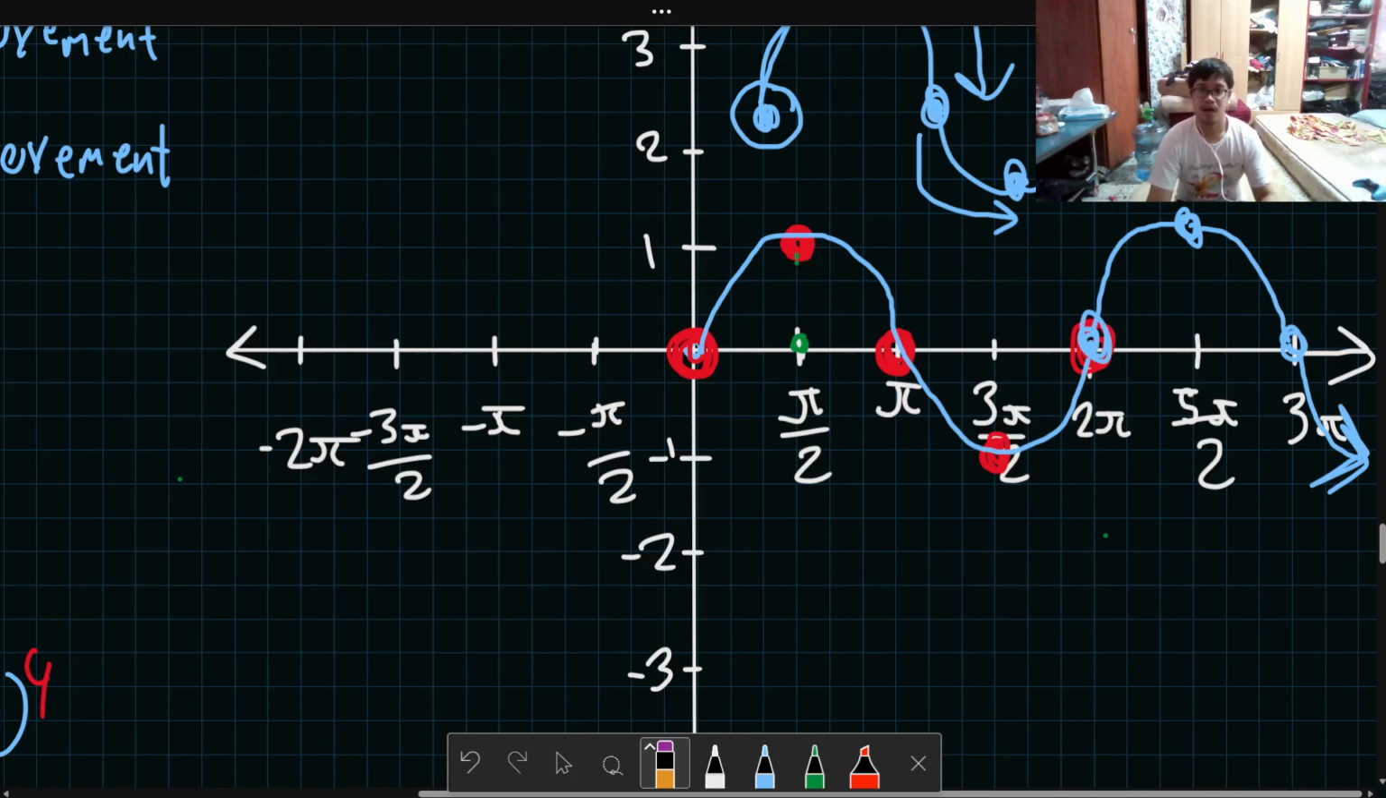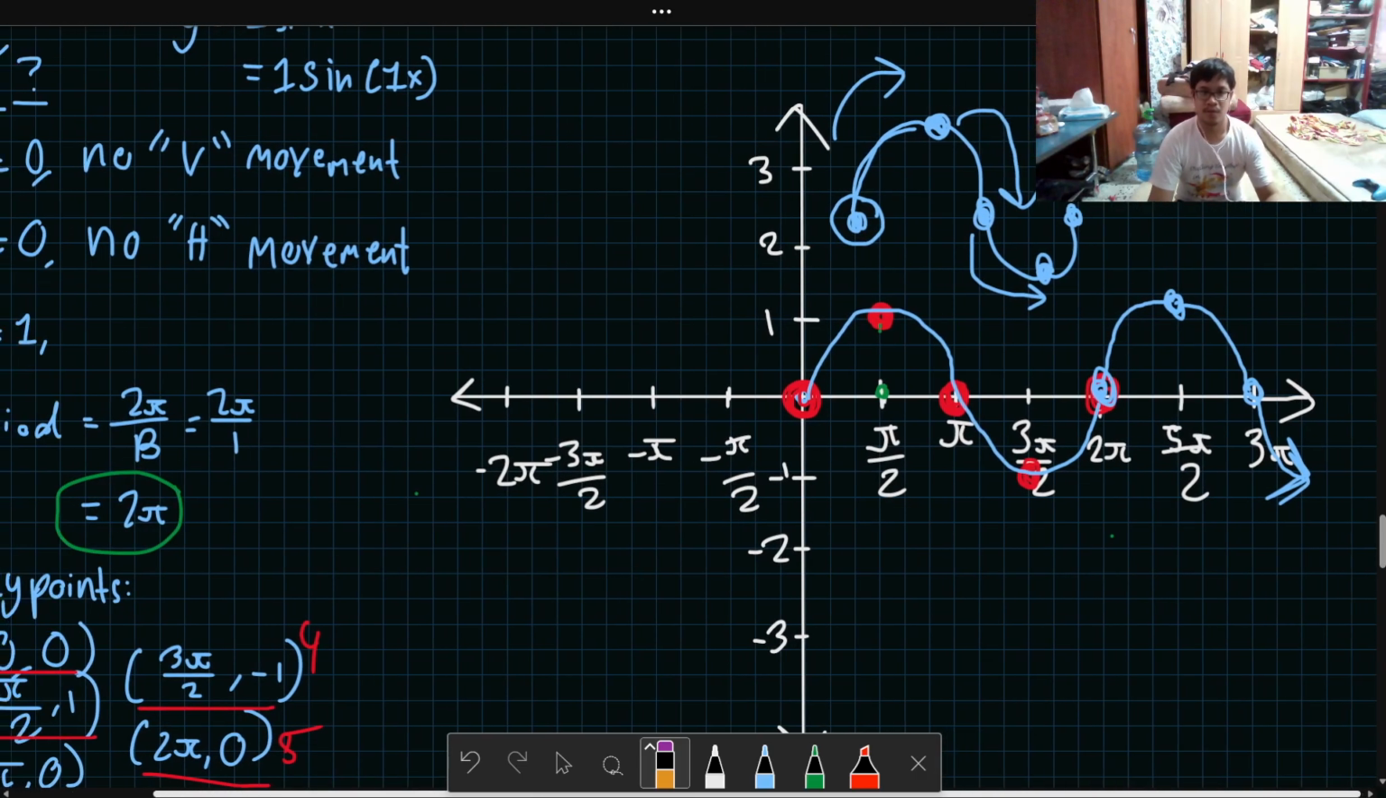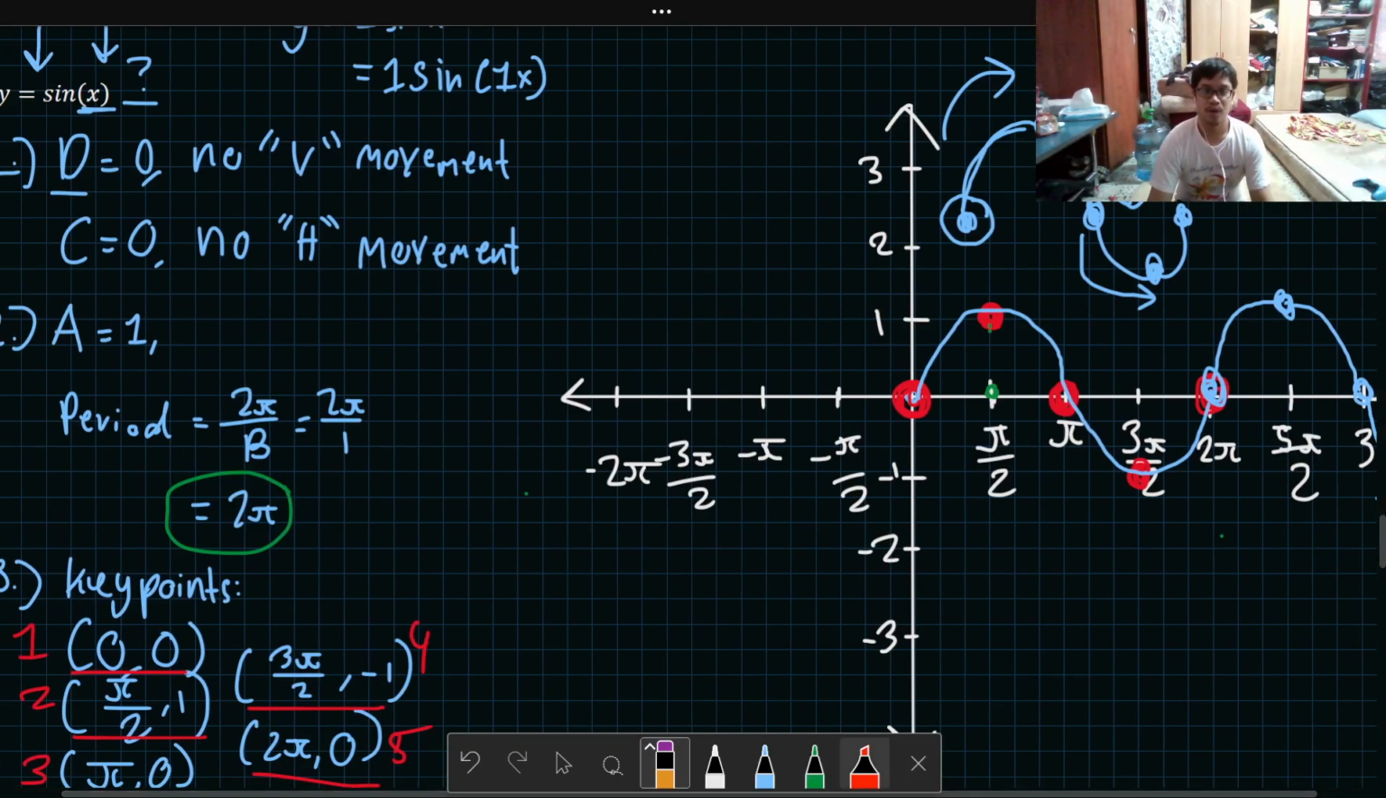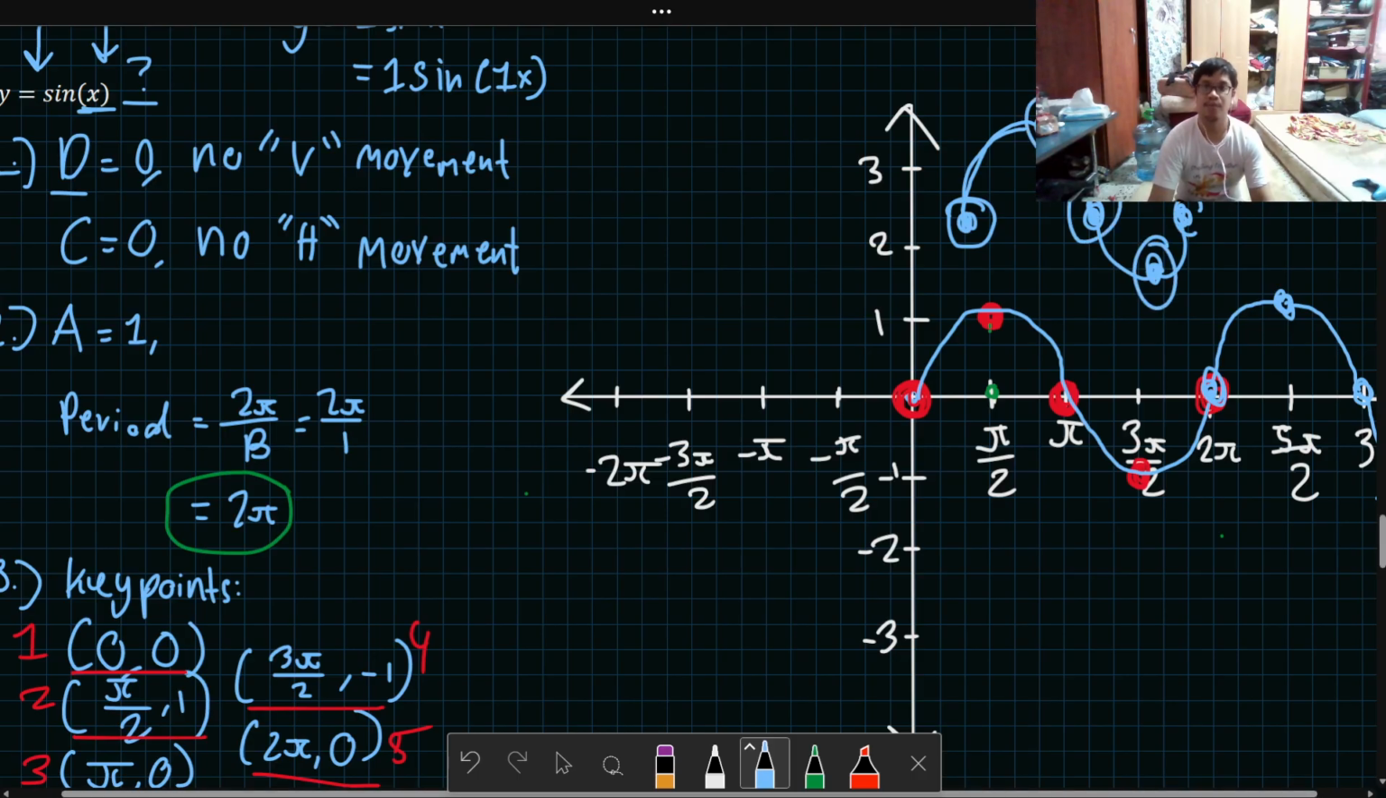Now, let's do one more part. Let's extend it even more. Instead of going to the right, let's do it to the left. When we go to the left, we will do the pattern in reverse. Remember, the pattern here is basically middle, up, down, middle, right? Middle, then up, middle, down, middle.